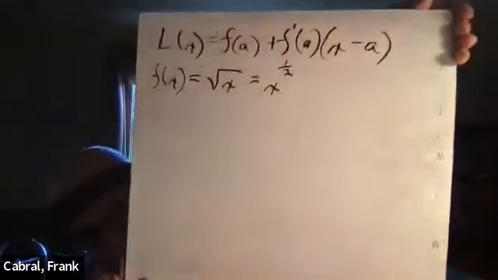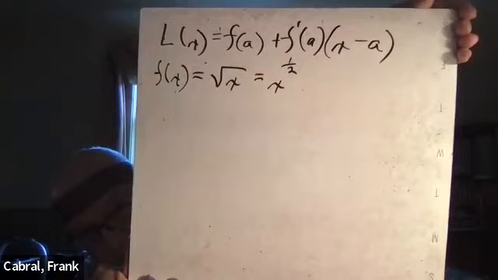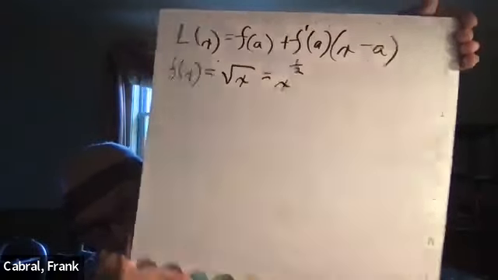So let's say we have the function f of x is equal to the square root of x, which I'm going to write as x to the 1/2 power, because we're going to have to differentiate this. So we want to make sure that we have this in exponential form. So square root of x, pretty basic radical function, okay? So let's take the derivative of this.